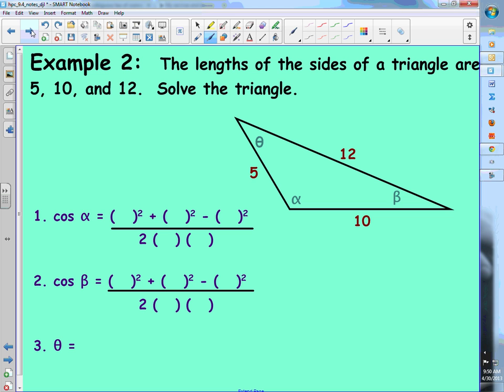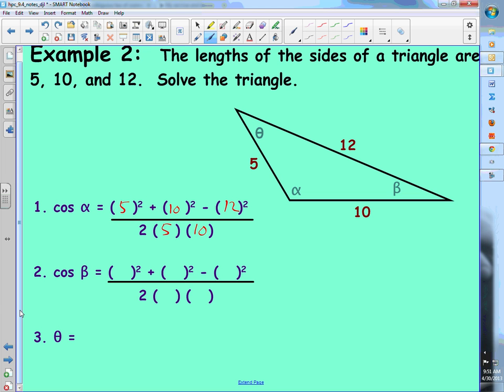So in this particular situation, side, side, side, for alpha and beta, we're just going to plug them in. Allison, what would you plug in if we're going to find cos alpha, this one? 5 squared plus, minus 12 squared. On the bottom, 2 times 10. These two right here, the 5 and the 10, are the ones that are adjacent to and make up alpha.